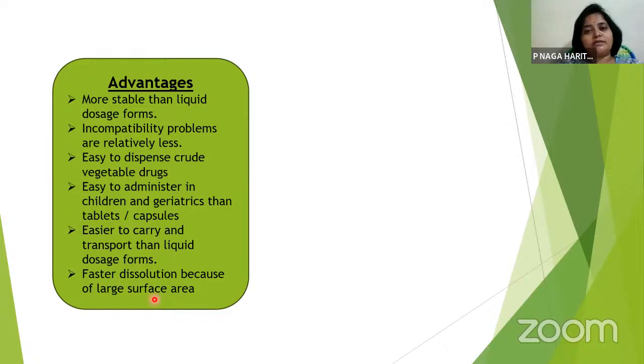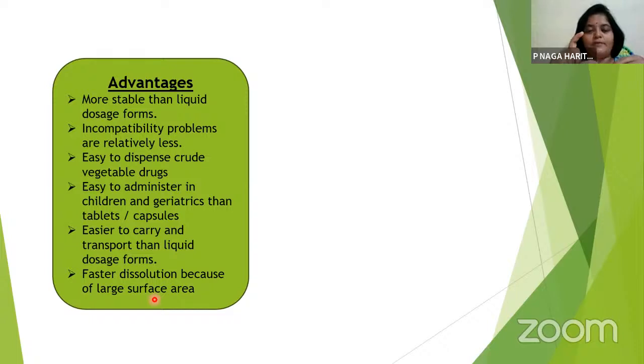And faster dissolution because of larger surface area, obviously. So you know that the particle size is inversely proportional to the surface area, and surface area is directly proportional to the absorption and dissolution. So lesser the particle size, more will be the surface area. For example, let me give you an example.